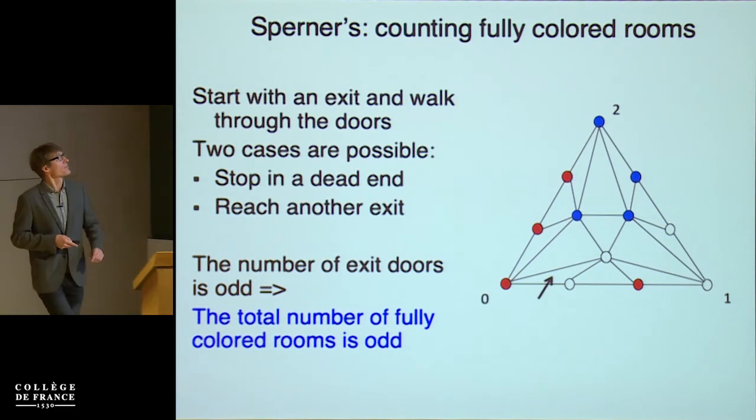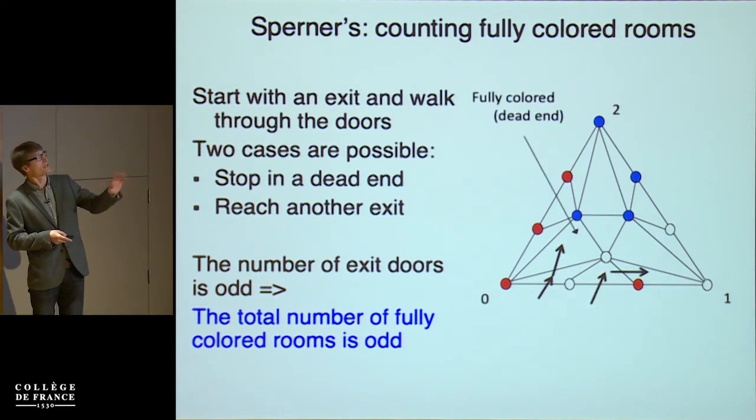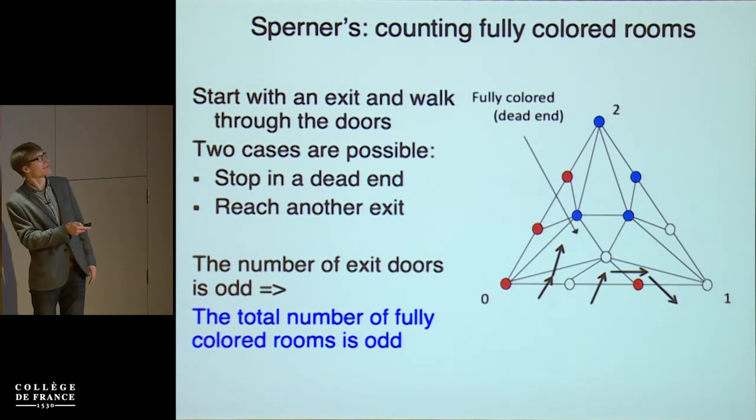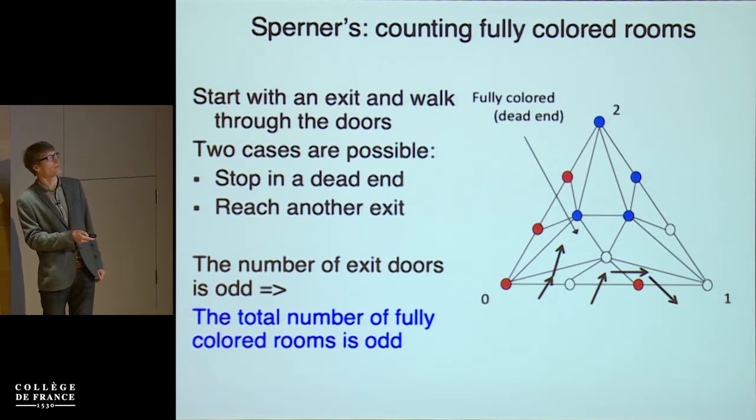All right, so what we showed so far. This is an example, by the way. There are two possible cases: here you march from the exit and you end up with the fully colored simplex, or you enter here and you exit here, and that's all that's possible.